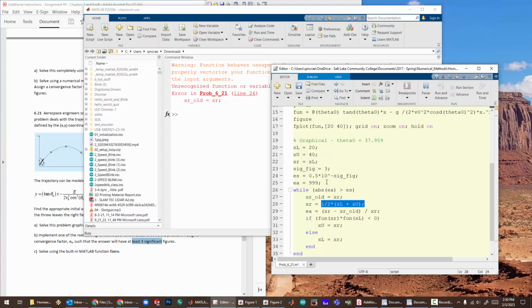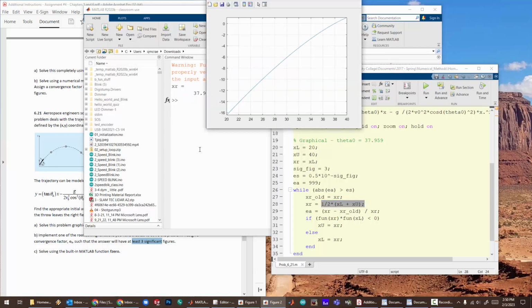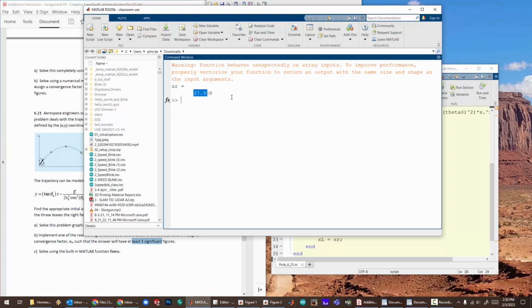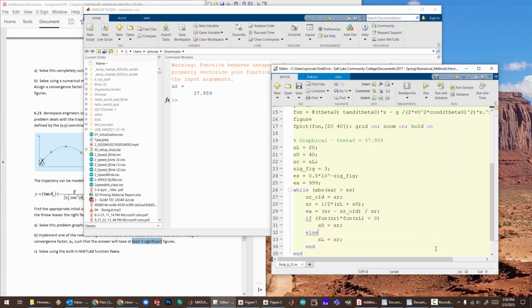Okay, now I should be able to run this, boom, and there I get a lovely answer, 37.59. I don't know how many iterations it took. I actually genuinely have no idea. So let's go then. Since I'm not using an index in here, I have to make one up.